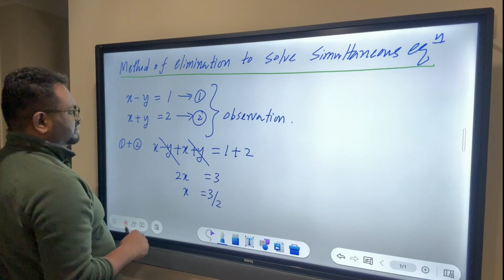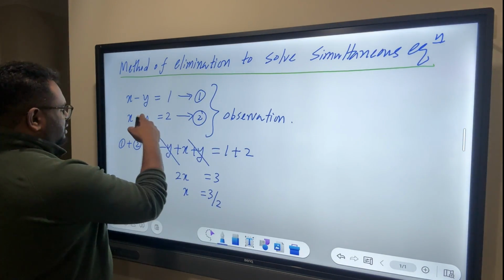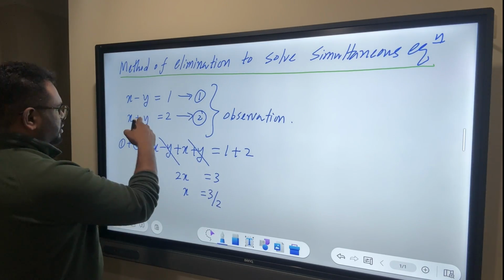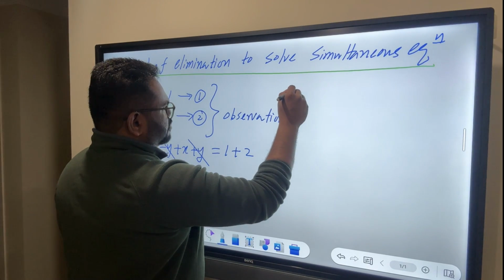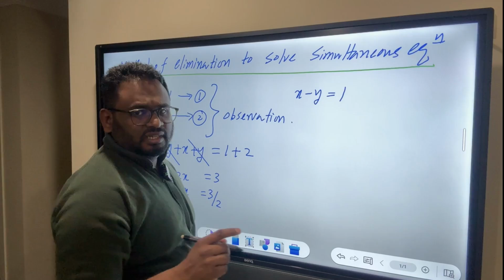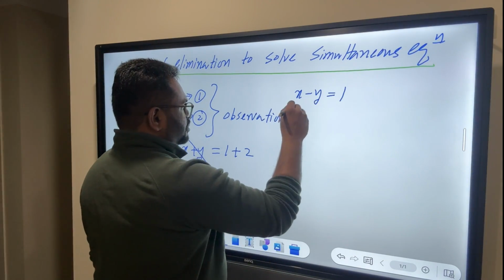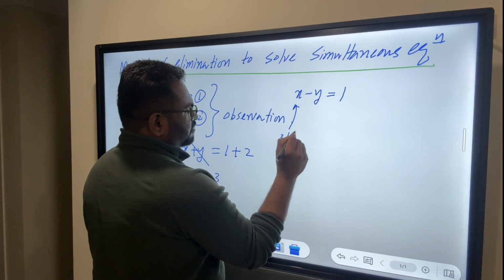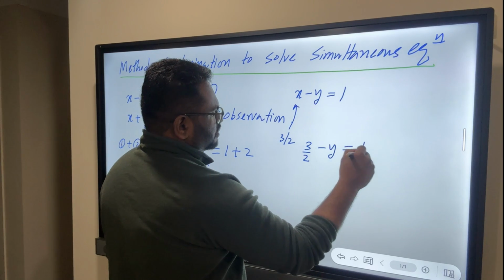Once you find x is equal to 3 divided by 2, how to find y? That is simple substitution. You can substitute this back into one of the equations over here. So I'm going to take x minus y is equal to 1. Using this equation, I'm going to find y. So x is substituted, which is 3 divided by 2. So 3 divided by 2 minus y is equal to 1.